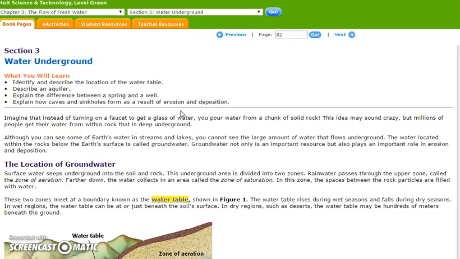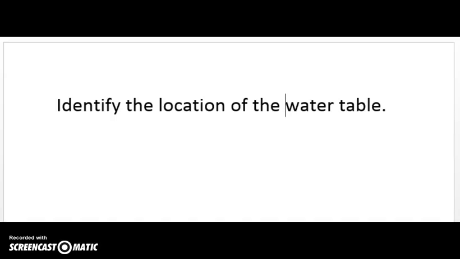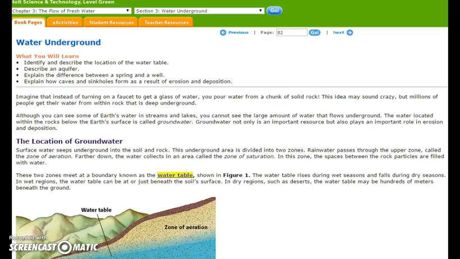This week we will be looking at the objectives one at a time. In class, each group had one objective assigned. Here, we will take a closer look at each of those objectives. Starting with objective number 1. Identify the location of the water table.